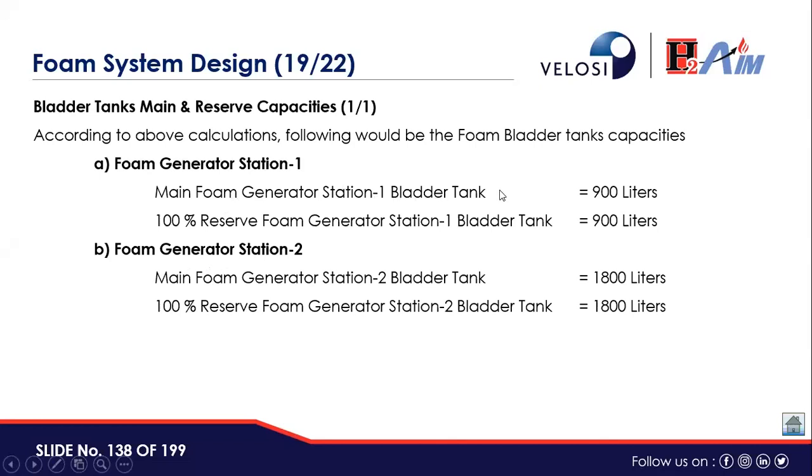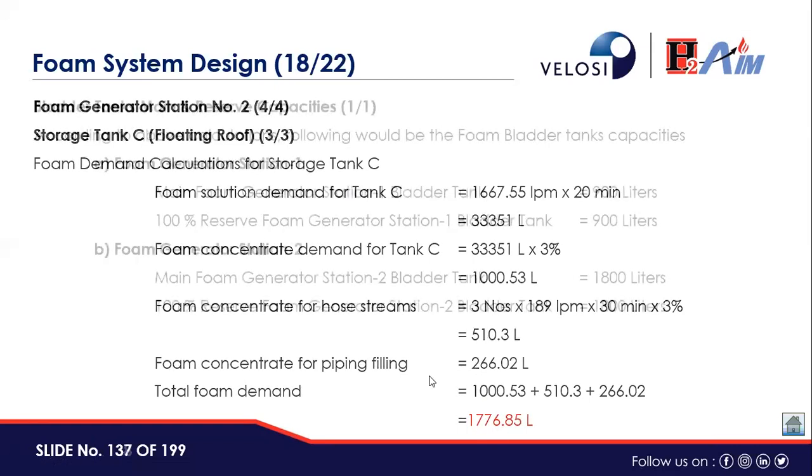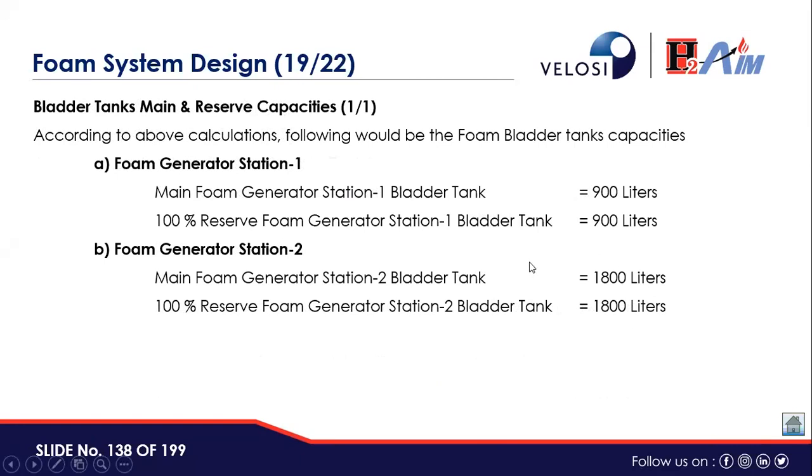So for foam generator station 1 and foam generator station 2: in the main foam generator station 1, the bladder tank should have a capacity of 900 liters. A 100% reserve foam generator station should also be there. And for the main foam generator station 2, the bladder tank should have a capacity of 1800 liters with 100% reserve as well. For station 2, the total foam demand was 1776.85, so round it up to 1800 liters.